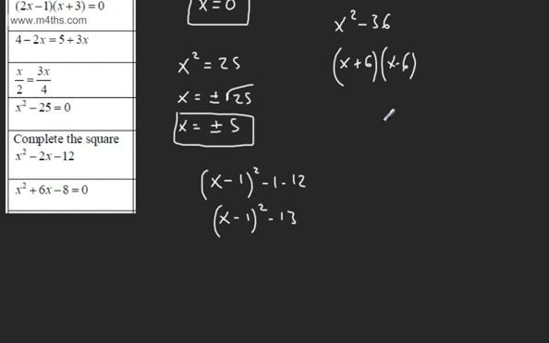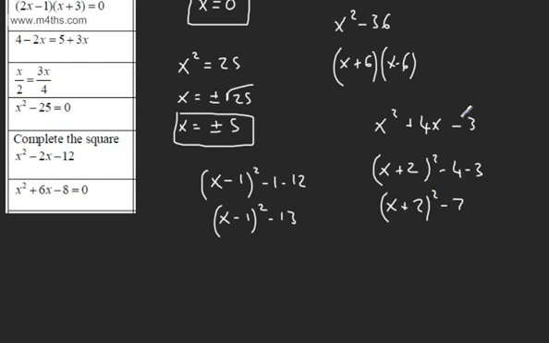That is now in completed square form. So for example, if we were asked to complete the square on x squared plus 4x minus 3, we would take half the coefficient, so it would become x plus 2 all squared, minus 4, minus the original 3, and this would give us x plus 2 all squared minus 7.